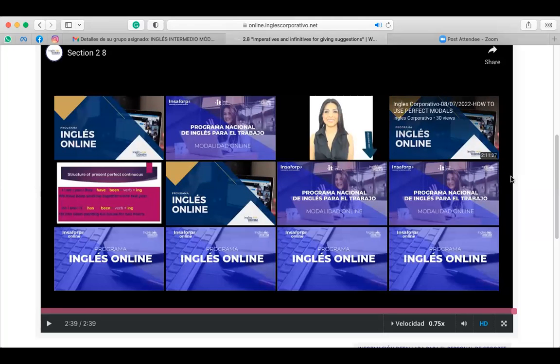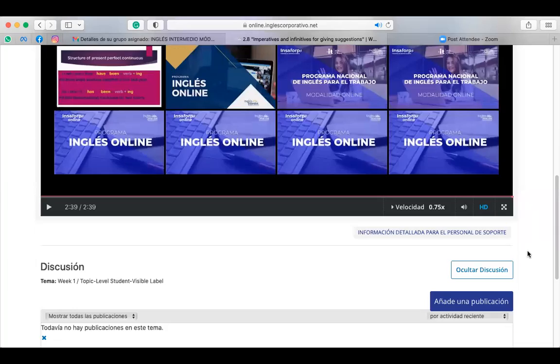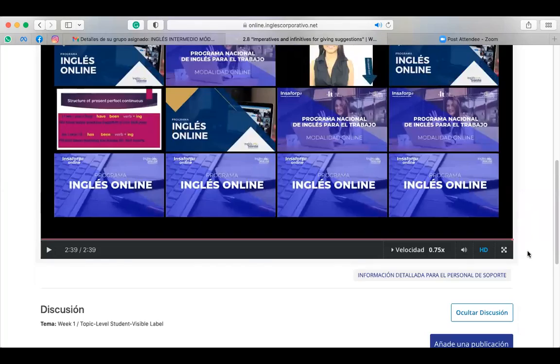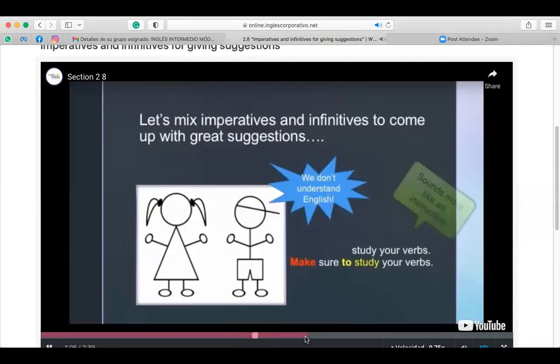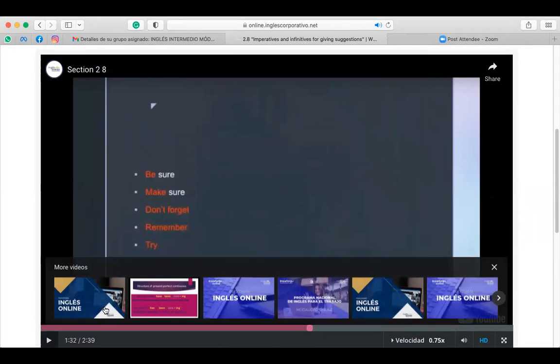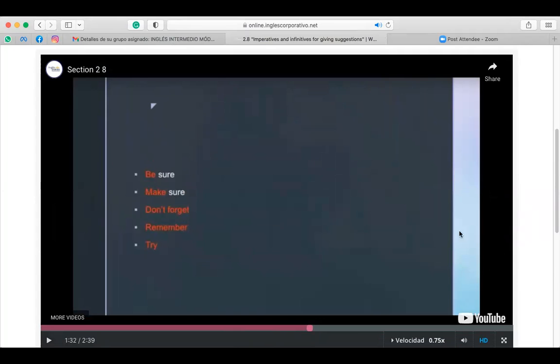Okay, this was about suggestions in a positive form and the negative form. The positive form is very easy. We will leave you now with some common expressions, like if you are giving instructions. Be sure, asegúrate. Make sure, asegúrate también, ¿verdad? O estás o estar seguro. Don't forget, no olvides. Remember, recuerda.